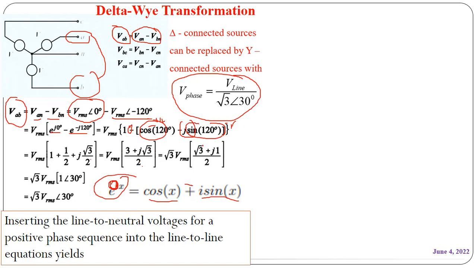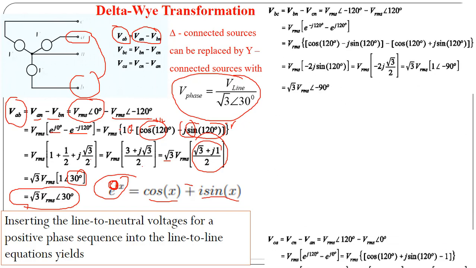Then taking common root 3 in front of the RMS voltage, we have root 3 times RMS, then root 3 times root 3 which gives 3, plus root 3 itself. Therefore, it is equal to root 3 times the RMS voltage at an angle of tan inverse of 1 over root 3, which is 30 degrees. Therefore, the line-to-line voltage AB is equal to root 3 times the RMS voltage at an angle of 30 degrees relative to the phase voltage VAN.